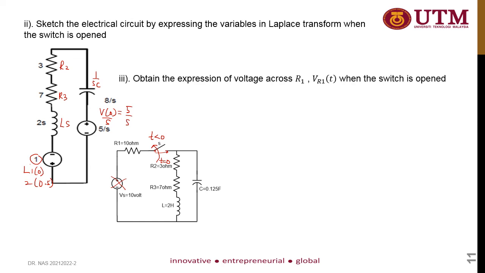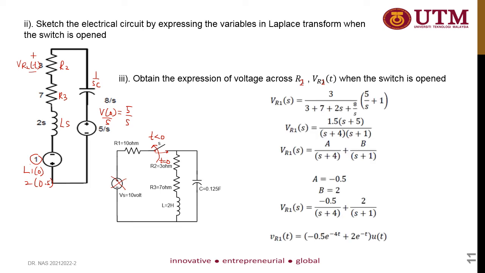Okay, next, obtain the expression of voltage across R1. So please make a correction. This is the voltage across R2, VR2, when the switch is open. So at the later state, you need to determine what is VR2. So VR2 is across here. You can perform voltage divider in order to get VR2. So please make the correction, this is VR2.